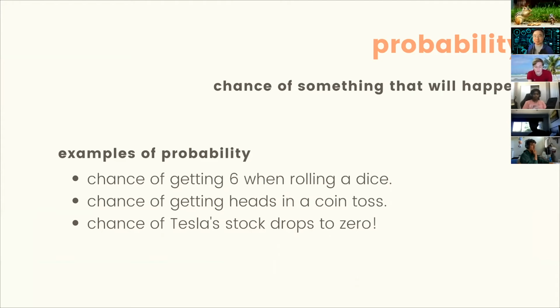Because the way that we processed it is, we assume the dice is fair, and the chance of getting every single face is therefore equal. And there's only 6 possible outcomes, so it must be 1/6. The chance of getting heads in a coin toss, of course, without asking, I know you will say 0.5, right? Assume the coin is fair. What about the chance of Tesla stock dropping to 0? It could be pretty low, but there's a certain amount of chance.